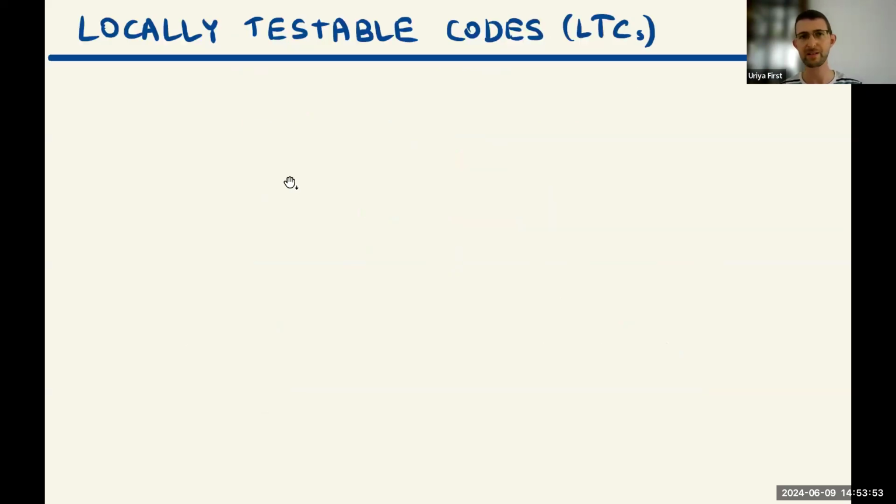So let me begin by recalling what locally testable codes are. Let C in Sigma to the n be some error correcting code. As usual, the alphabet Sigma is fixed and n goes to infinity, so I'm really considering a family of codes. Informally, I say that C is an LTC, a locally testable code, if we can tell with high probability whether a word is very far from C by probing just a few of its letters.